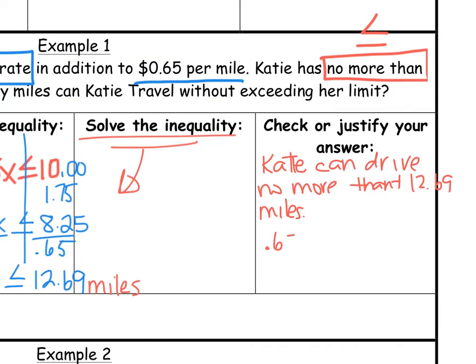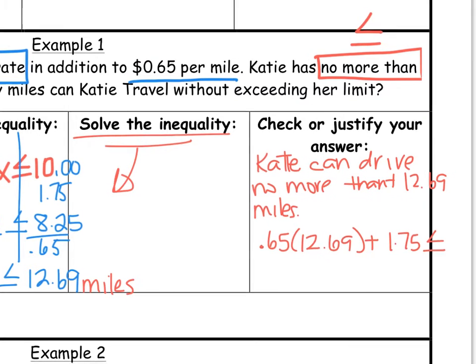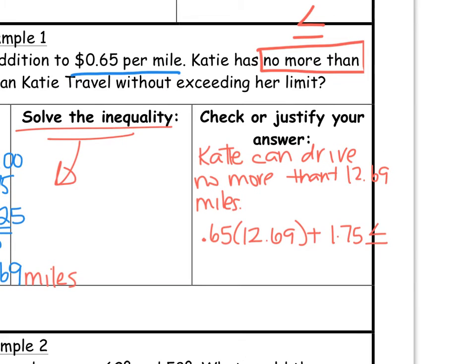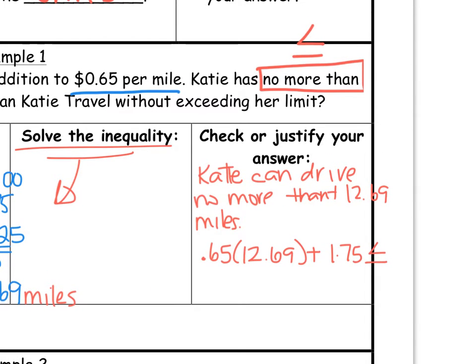If I do 65 hundredths times 12.69 plus the flat fee of $1.75, is that going to be less than or equal to $10? And it will, so we did this correctly. Just go ahead and check it on your calculator.